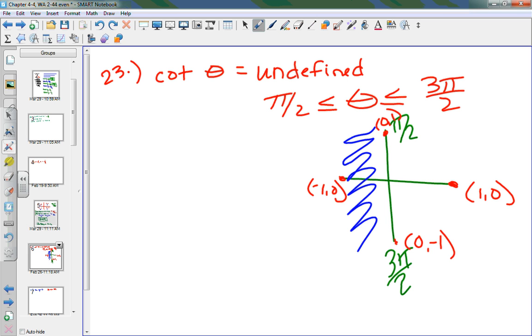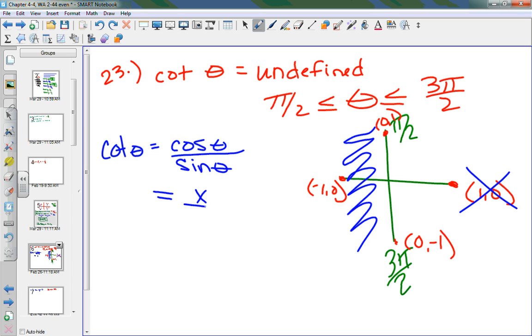It cannot be this one over here because it's not in my domain, my constraint. Do we understand that? So my only options are going to be pi over 2, pi, and 3 pi over 2. But it's cotangent. So what is cotangent defined to be given a point? Cotangent is going to be cosine of theta over the sine of theta. And what is cosine? X. What's sine? Y.